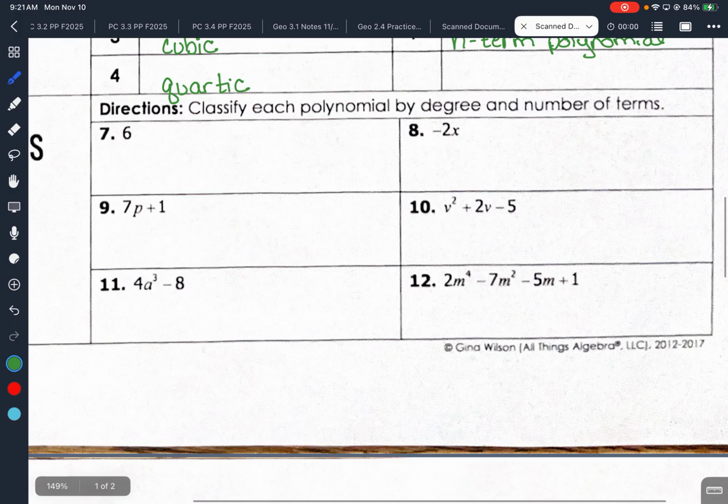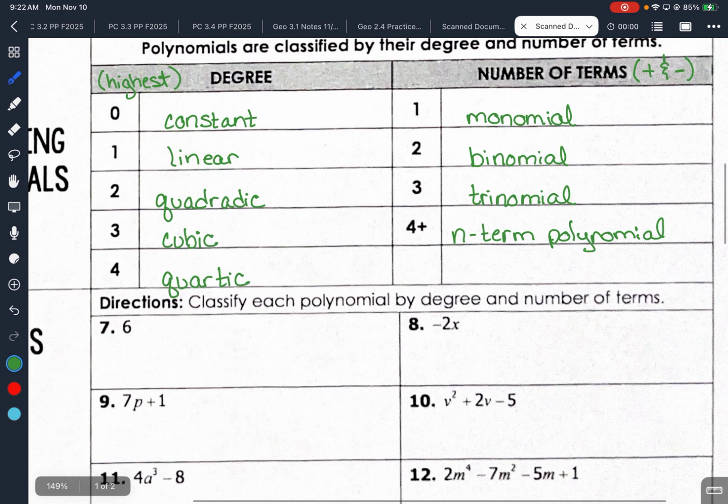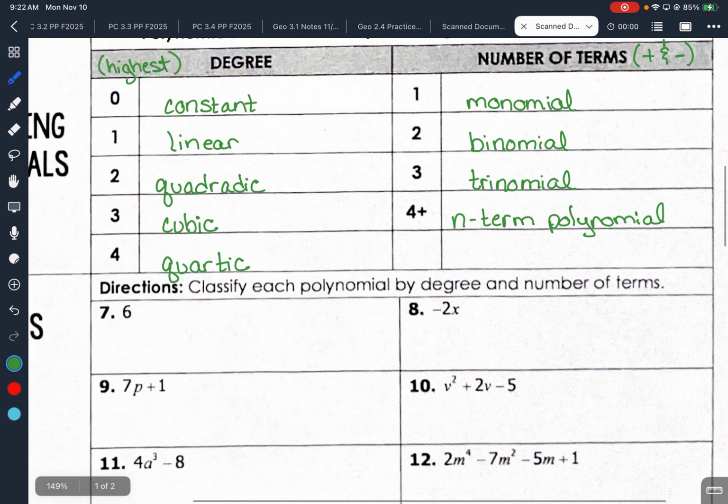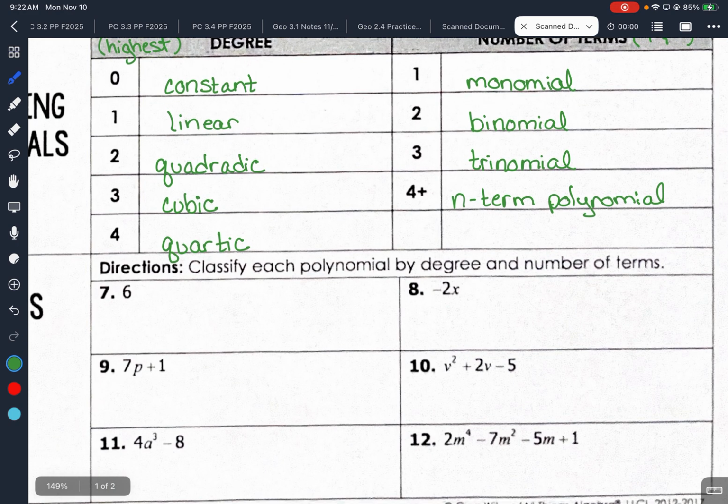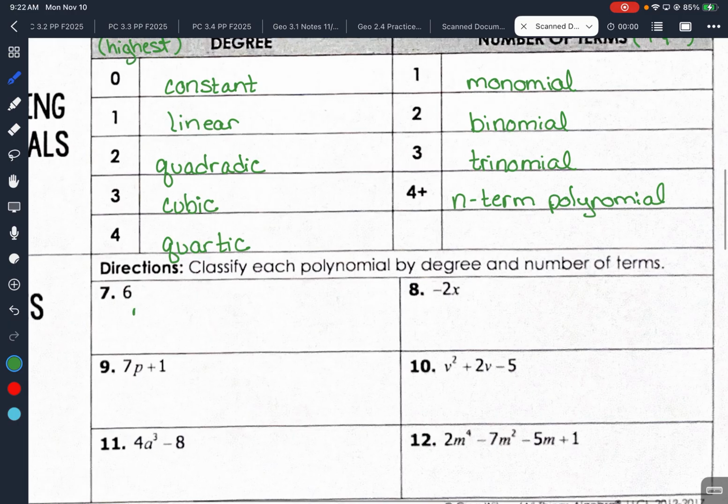Okay, classify it. So 7. We have to name it by the degree and the number of terms. So what degree is that? It's a constant. And how many terms are there? 1. So constant monomial.